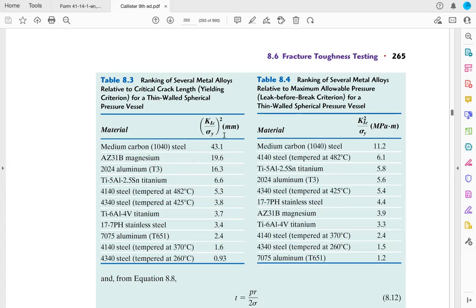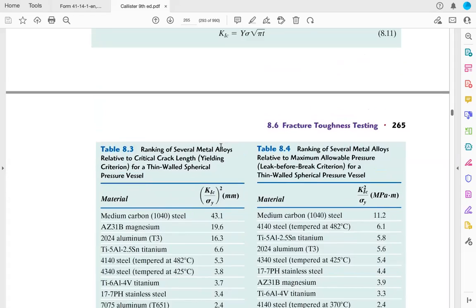So that's why, as the material for the tank, medium carbon steel is a really good idea, because it has a good KIC over sigma Y squared. If you have a crack, it can withstand crack propagation.